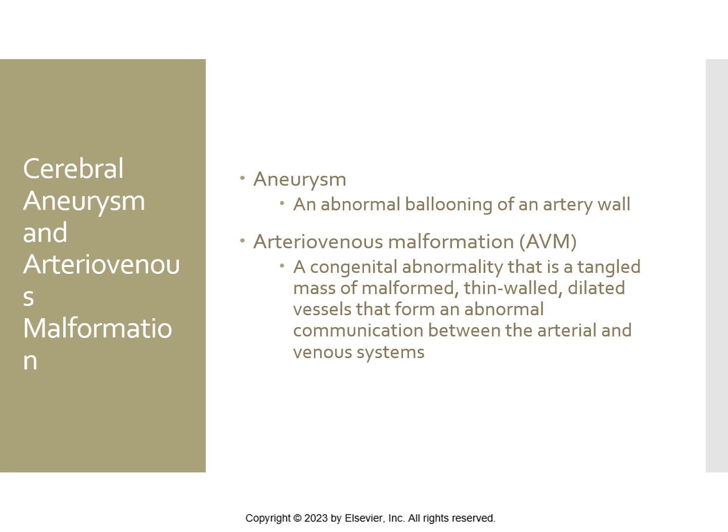Structures that can cause an intracerebral hemorrhage are an aneurysm and an AVM, or an arteriovenous malformation. An aneurysm is an abnormal ballooning of an artery wall. An AVM, or arteriovenous malformation, is a congenital abnormality, and it is a tangled mass of malformed, thin-walled, dilated vessels that form an abnormal communication between the arterial and venous systems. Subarachnoid hemorrhage, which refers to bleeding in the brain below the arachnoid, often causes rapid onset of neurologic deficit, severe headache, and loss of consciousness. A leaking cerebral aneurysm can cause a severe headache.